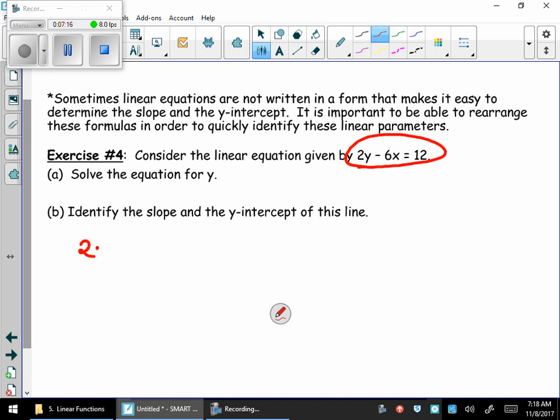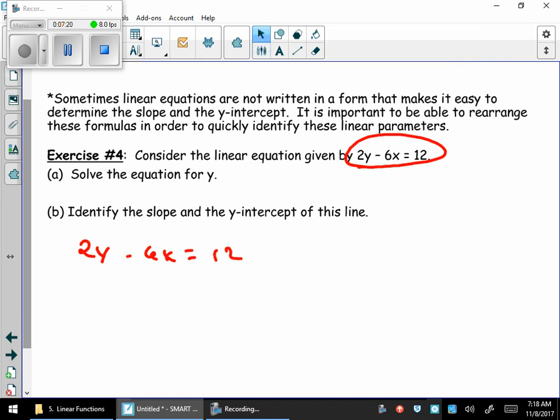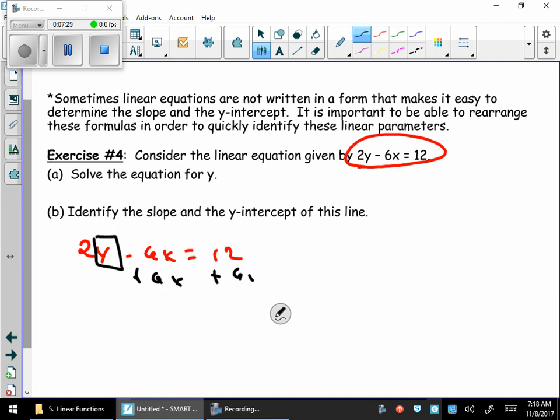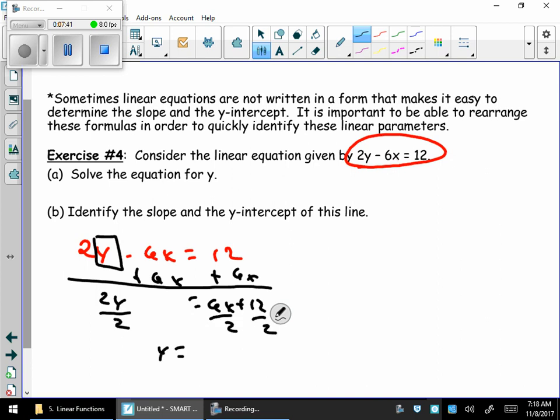All right, so in this case, I'm going to go 2y minus 6x is equal to 12. What I'm going to do is identify the variable I'm trying to solve for, which in this case is y. And I'm going to get everything that's connected to the y away from it. I'm going to add 6x to both sides of the equal sign. That will give me 2 times y is equal to 6x plus 12. Now the last thing I have to do is get rid of the 2. The 2 is connected by multiplication, so I'm going to divide everything by 2, and that'll give me that y is equal to 3x plus 6.